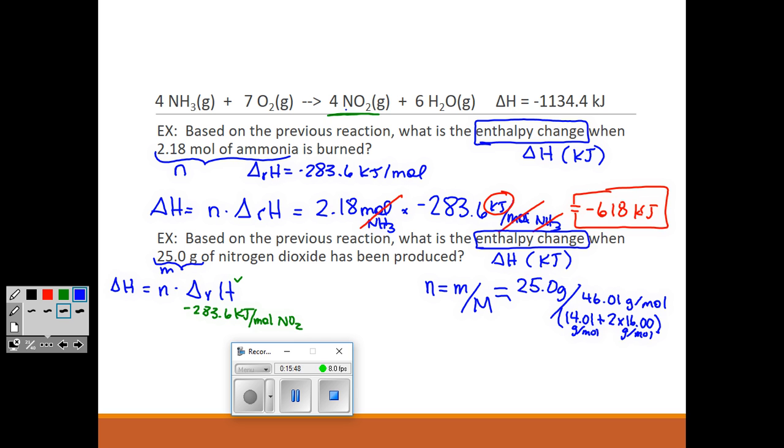Now here's another topic. If you've said to yourself, hey, I know I'm supposed to know this, but I just don't feel comfortable figuring out molar masses, and you want to practice, please tell me. I'll give you some worksheets to practice.